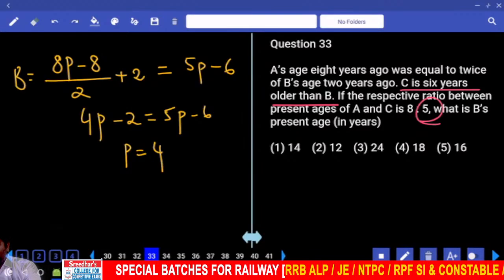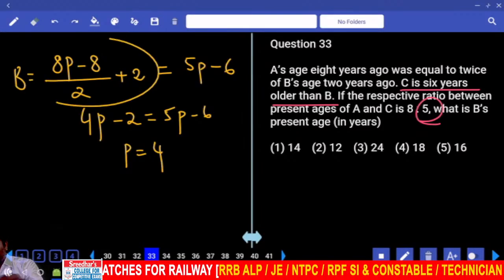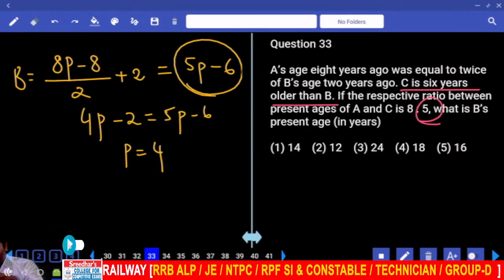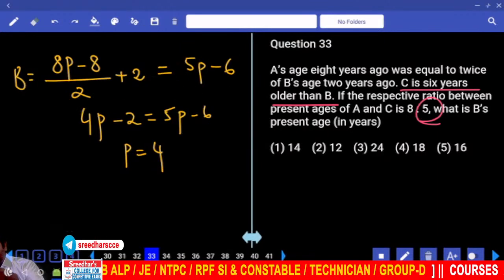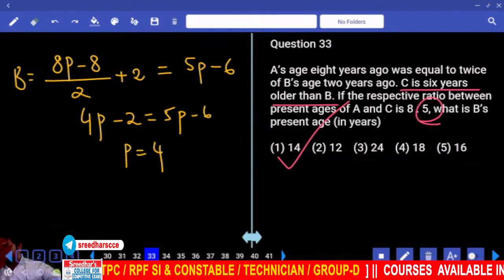We were asked to calculate B's age. Either substitute the P value here or here. 5 parts is 20, minus 6, 14.